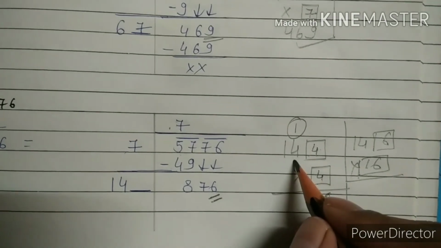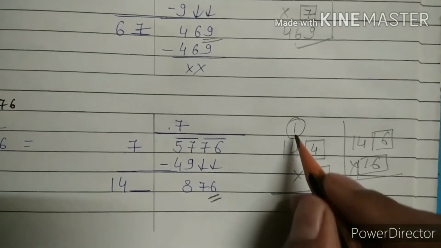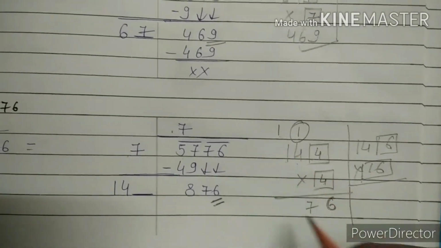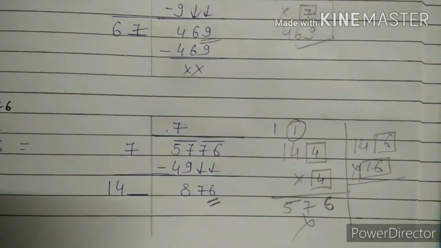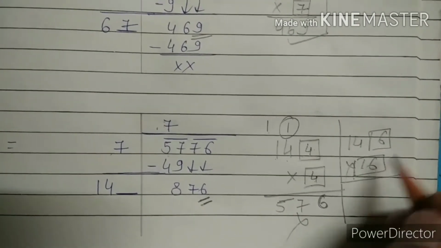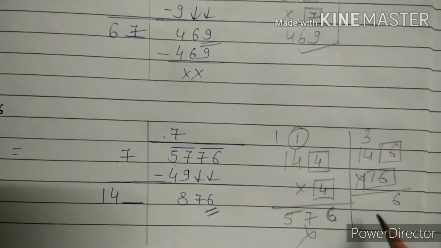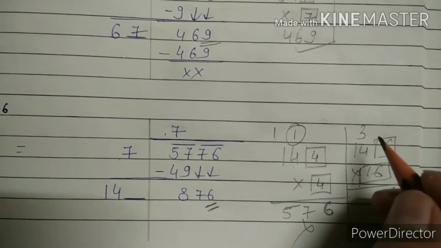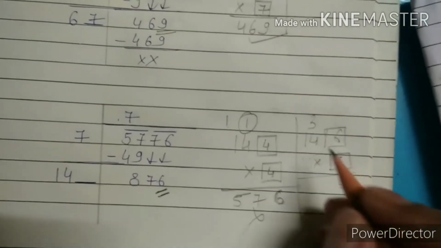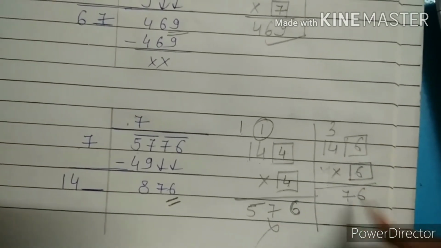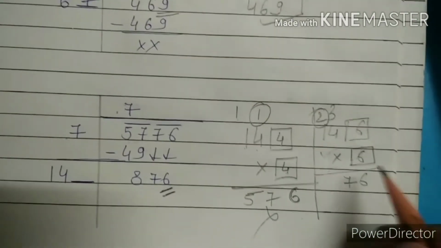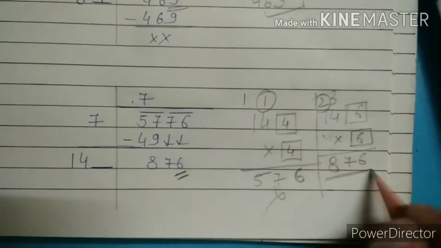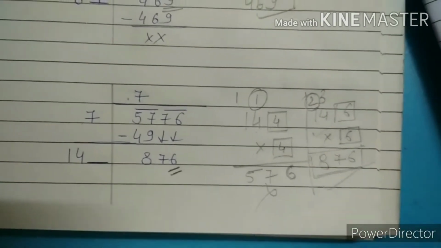4 4s are 16 plus 1 is 17, 1 on the carry. 4 1 is 4 and 5, which is less than. So let's see here. 6 6s are 36, 3 on the carry. 6 4s are 24 plus 3 is 27, 7 down and 2 on the carry. 6 1 is 6 plus 2 is 8. So we get 876, that is absolutely right.